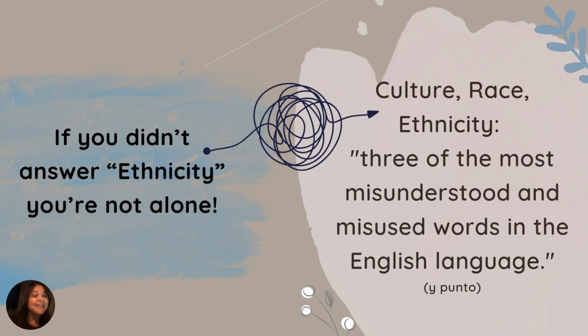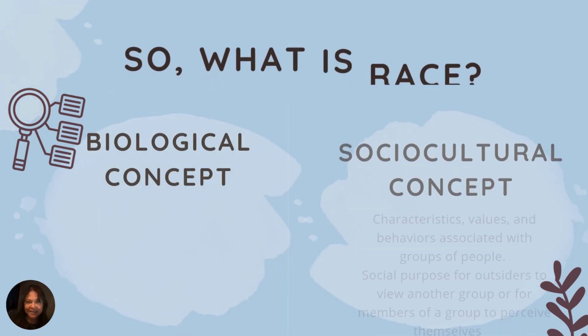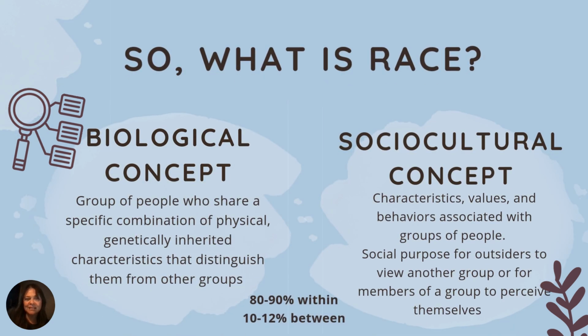Okay, if you didn't answer ethnicity, you're not alone, because culture, race, and ethnicity are the three most misunderstood and misused words in the English language. Okay, and so we will talk more about that when we get back into class. But we're going to detail the differences between culture, race, and ethnicity. So let's talk about race.